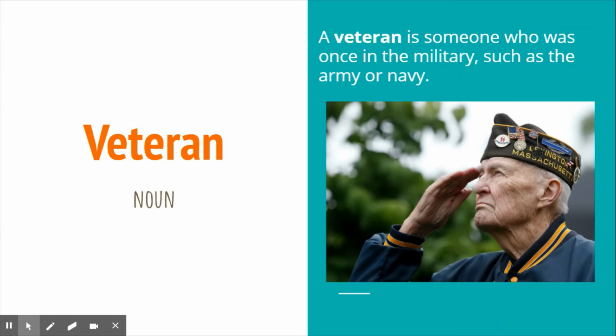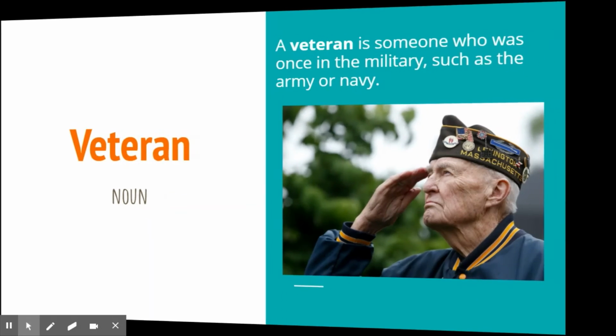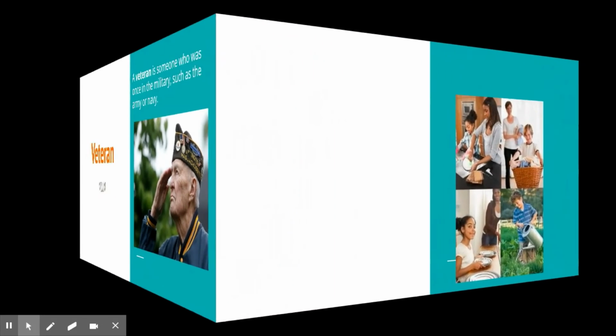Let's go ahead and read this together. A veteran is someone who was once in the military, such as the army or navy. And I did not give you a sentence for this one, so you are welcome to write your own sentence. Remember that illustrations usually help when you are trying to write sentences. Okay, so let's look at our last word.